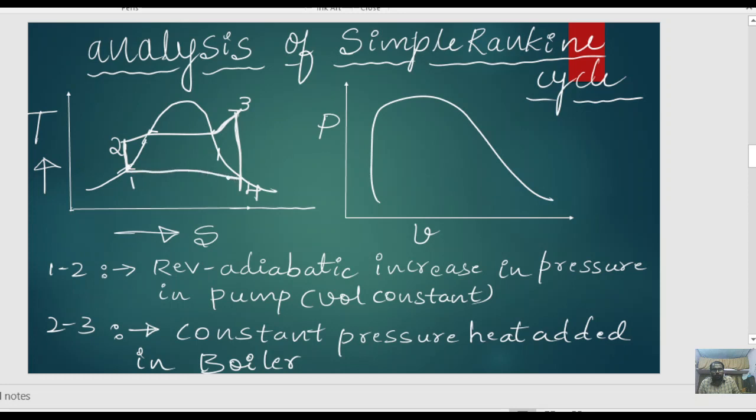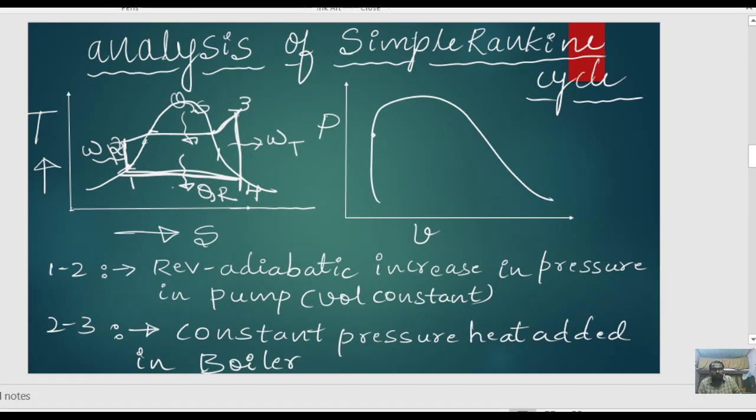This is 4 to 1, the condenser work. In the condenser, this is heat rejection, QR. This is the heat addition, heat supplied in the boiler. This is the turbine work. This is the pump work. Next, this is the PV diagram.